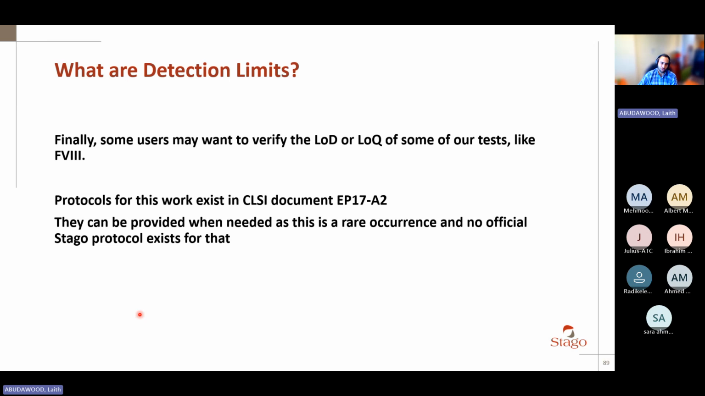And we do not have any official documents from Stago for this kind of work. So we may have to create a new Excel sheet or use external tools or use AP Evaluator, whatever is needed.